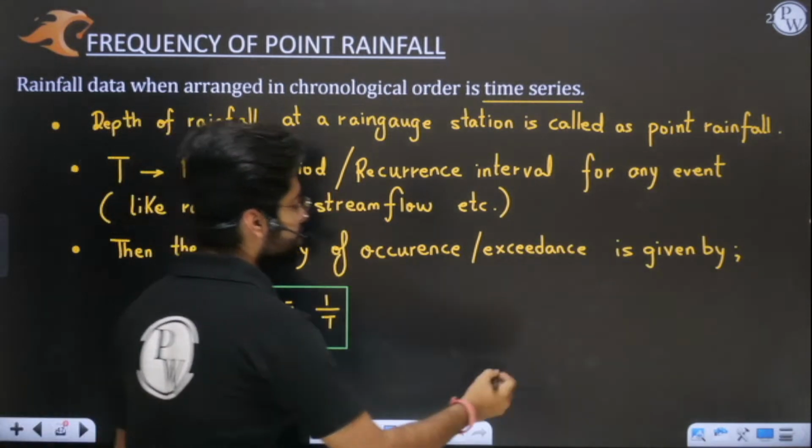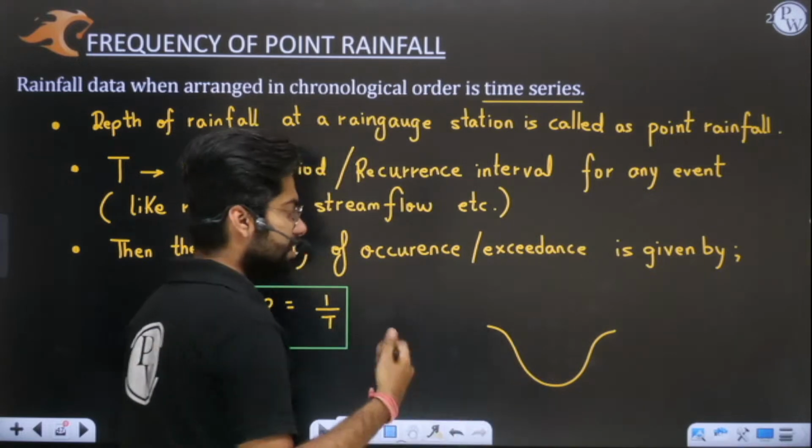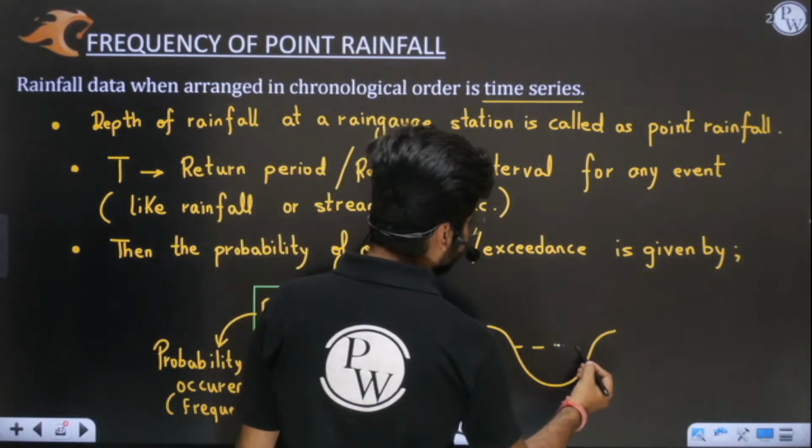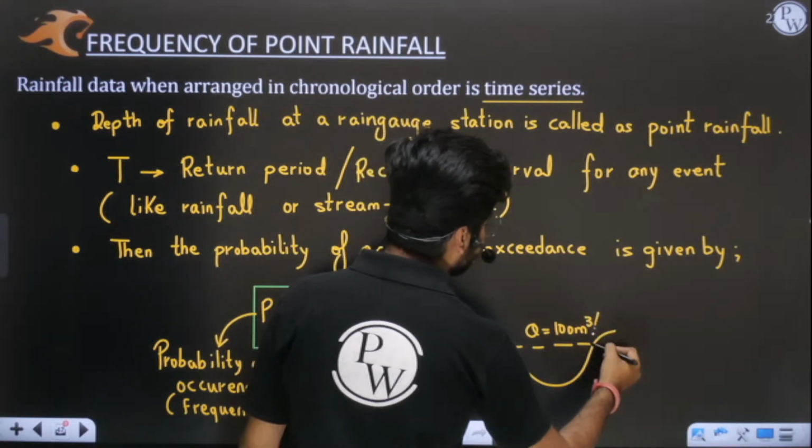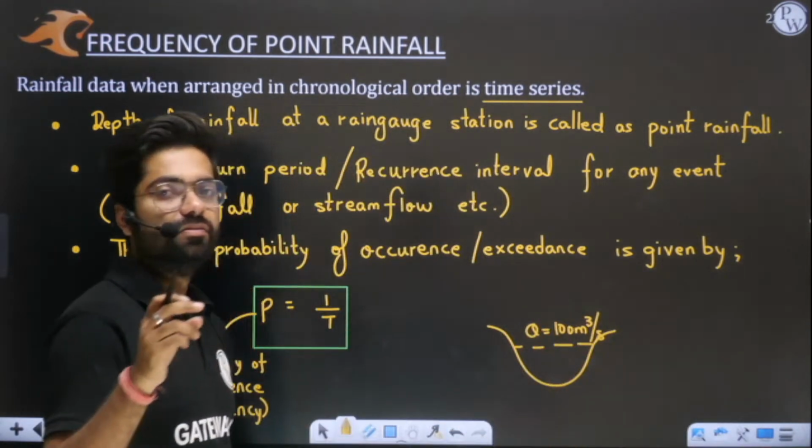Let us assume that we have a certain stream. Let us assume we have a certain river or a stream, and in that we have a discharge of, let us say, 100 meter cube per second. So sir, tell me what is the frequency.